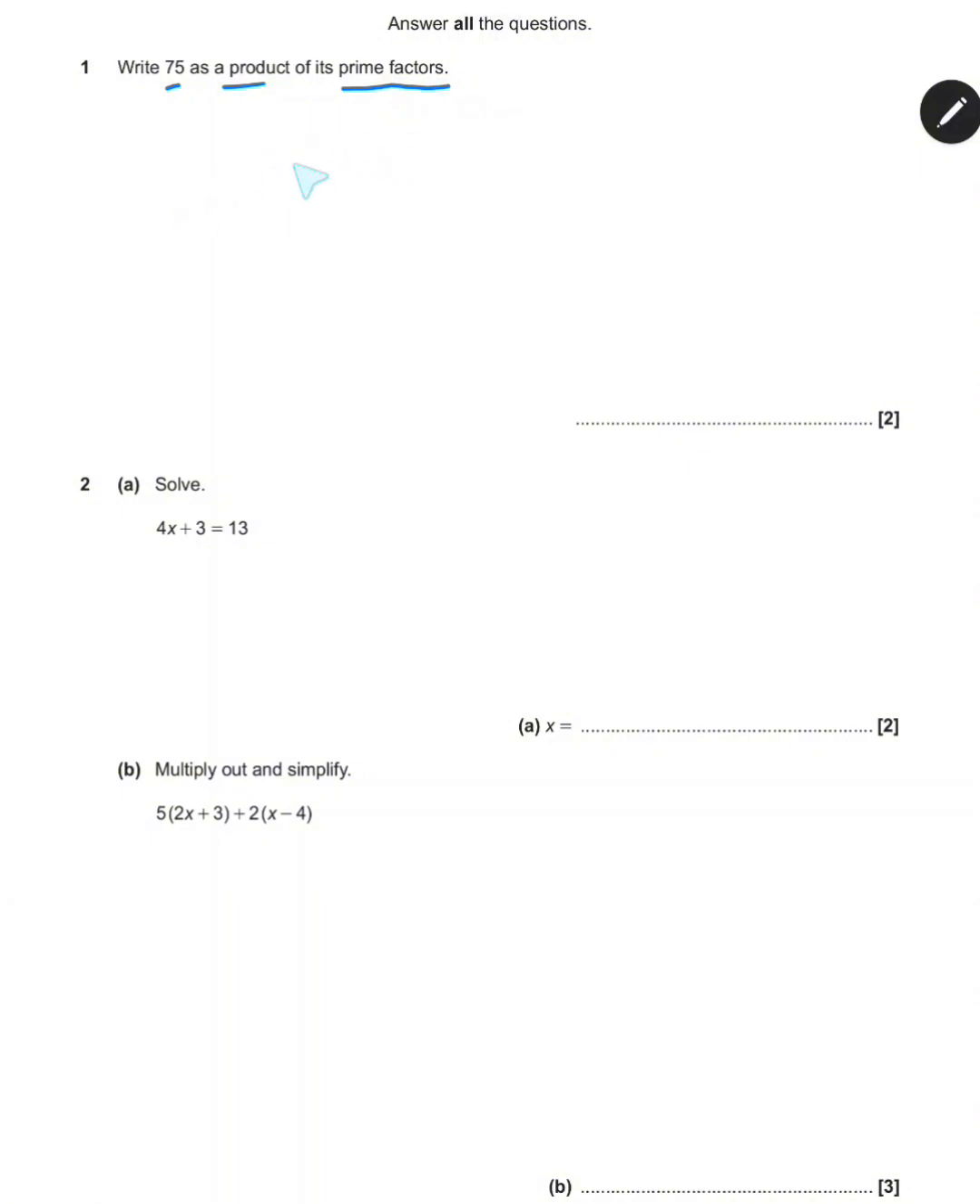factors, and what we're looking for is a prime factor tree. So we're going to look for two numbers that multiply to make 75, and what we're really looking for is prime numbers, but we'll just pick any numbers. 3 times 25 is 75. 3 is prime, so we're going to put a circle around it. Two numbers that times to make 25. 5 times 5 is 25, and they're both prime numbers, so that's the end of the prime factor tree.